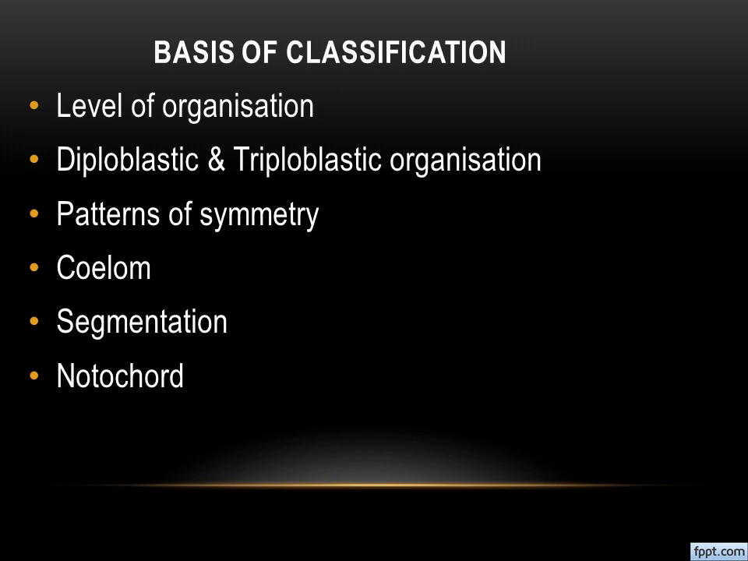Today's session we are supposed to discuss three more characters. The first one is coelom, the second one is segmentation, and the third one is notochord. As per these characters also, they are going to classify the organisms present in kingdom Animalia, right? Okay, let us go on one by one. The first one is coelom, right?